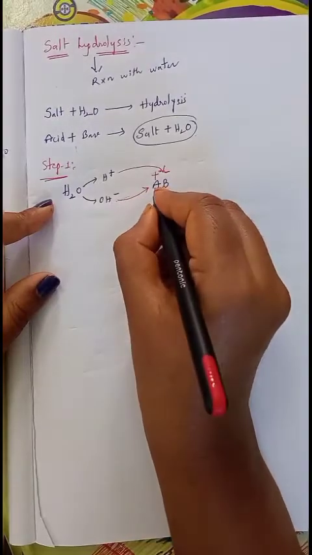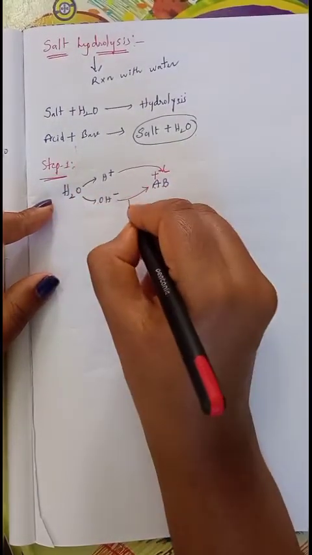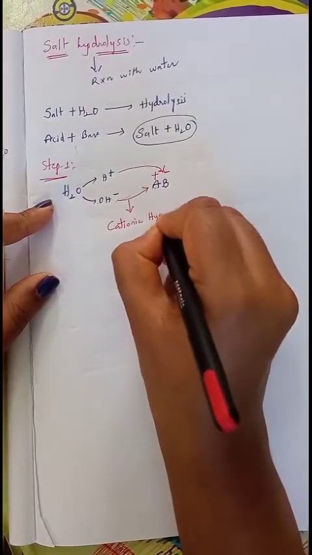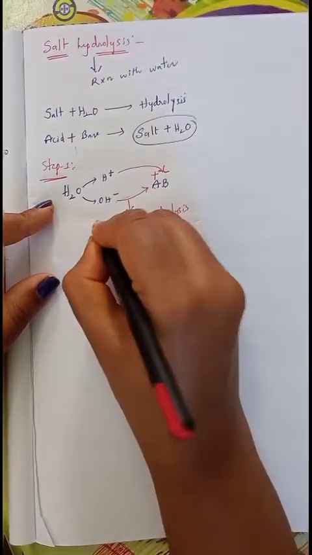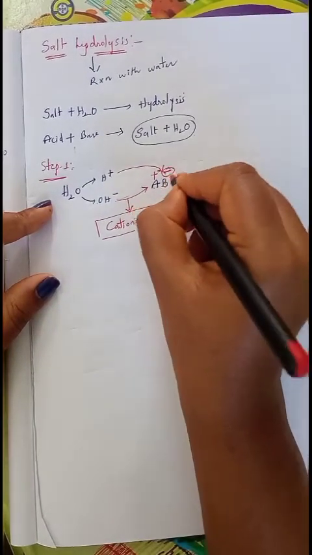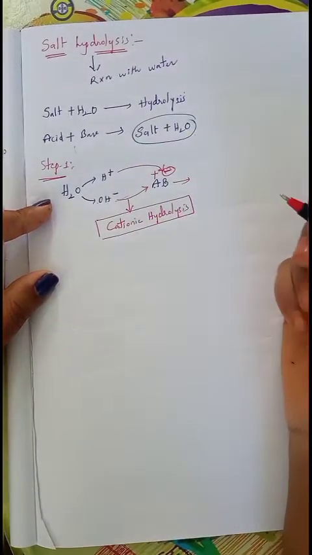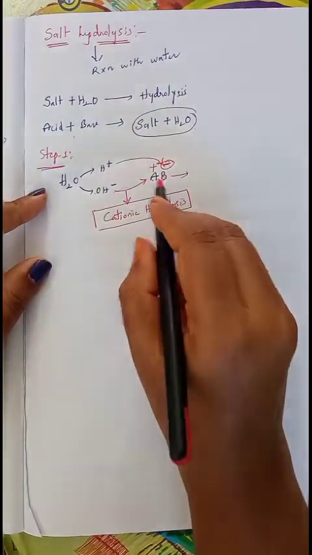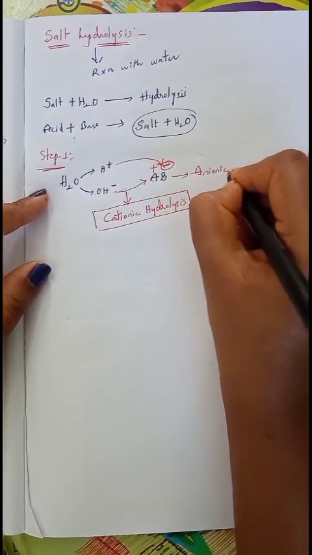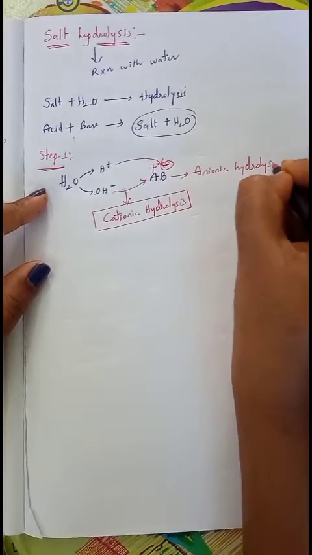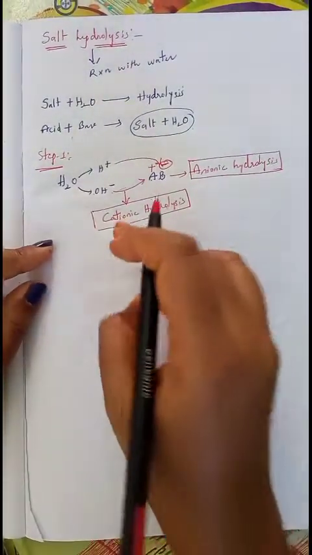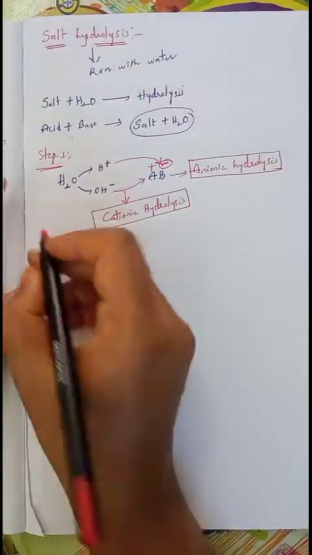When this cation undergoes a reaction with the OH minus of water, this reaction is called cationic hydrolysis. Now in this case, the anion B minus reacts with H plus. Anion reacting with the H plus part of water, we call it anionic hydrolysis. That is the first step, to find out about cationic hydrolysis and anionic hydrolysis.